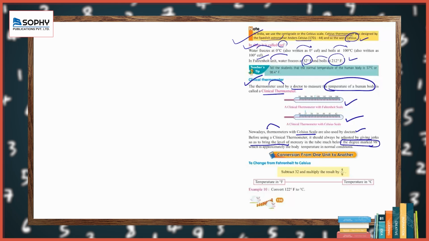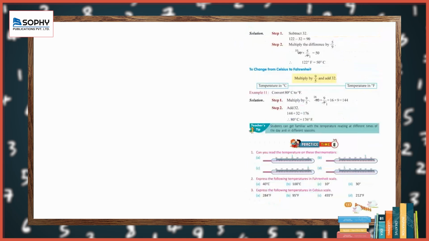Now, conversion from one unit to another. To change from Fahrenheit to Celsius, we have to subtract 32 and multiply the result by 5 by 9. Here is the temperature in Fahrenheit, here is the temperature in degrees Celsius. For example, students, we have to convert 122 degrees Fahrenheit to degrees Celsius. In step 1, we will subtract 32 and in the next step, we will multiply the difference by 5 by 9. When we multiply the difference by 5 by 9, it becomes 50 degrees Celsius.